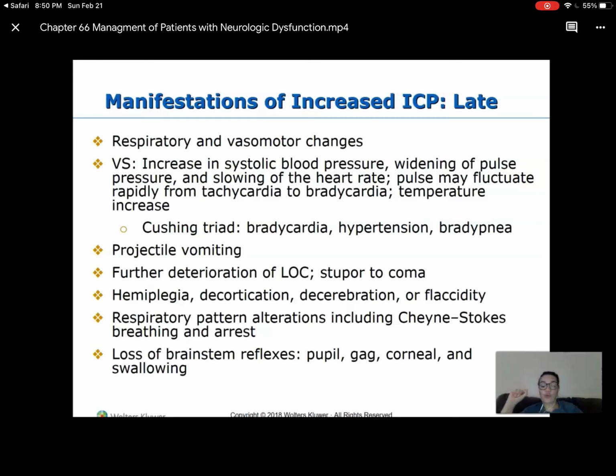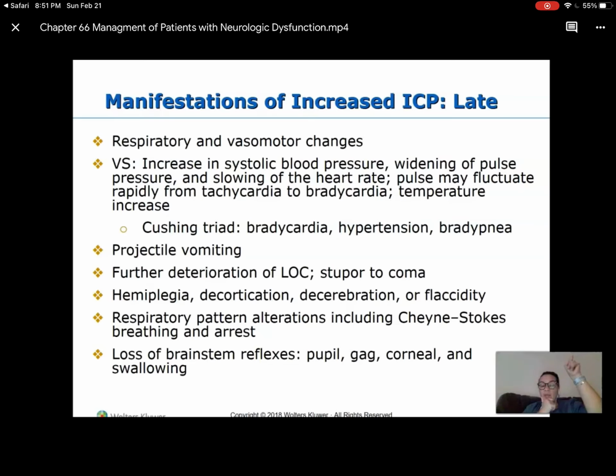All right. So late signs, respiratory and vasomotor changes. They're not able to control this anymore. Vital signs. Here we go. Mark this, highlight this. This is huge. Widening pulse pressure, Cushing's triad. What's going on here? We have an increase in systolic. Widening pulse pressure, slowing of heart rate. Pulse may fluctuate rapidly from tachycardia to bradycardia, so very rapid changes. And temperature increases because of lack of control.